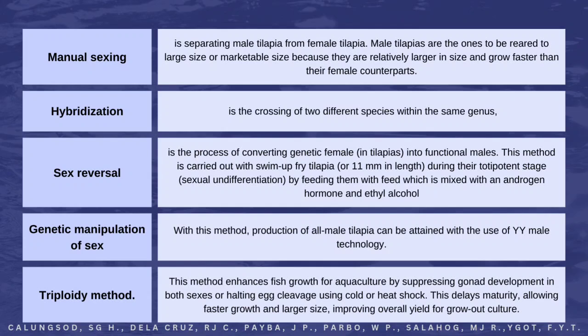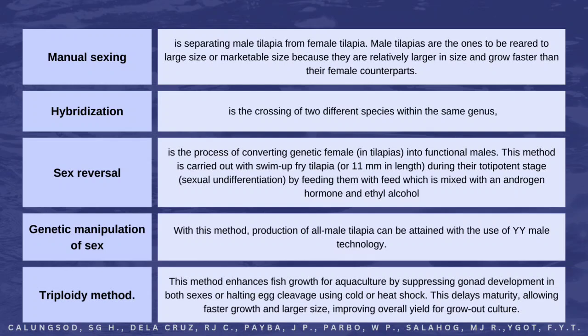Next is the genetic manipulation of sex. With this method, production of all-male tilapia can be attained with the use of YY male technology. For example, in salmon farming, genetically male XY fish can be sex reversed to function as females through hormonal treatment. These new females produce all-male offspring, YY or XY, which can then be used to create monosex populations without ongoing hormonal treatment.